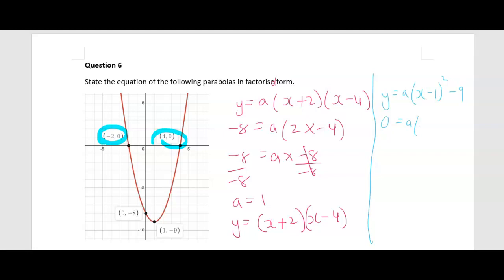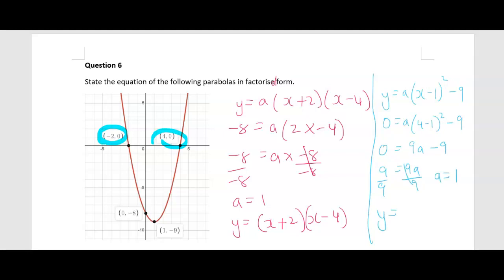Actually, no, I'm going to do, because I'm just going to get a big number. Let's do 4, 0. 4 minus 1 squared minus 9. 4 minus 1 is 3. 3 squared is 9, so we end up with 9a minus 9. So 9 equals 9a. Divide both sides by 9. They cancel out, and again we get a equals 1.